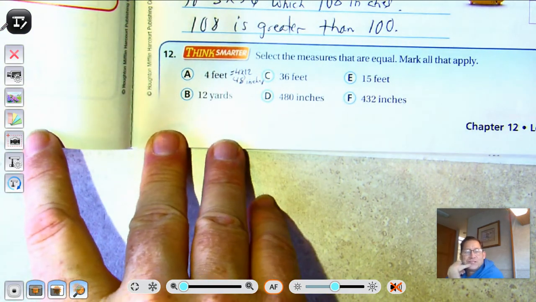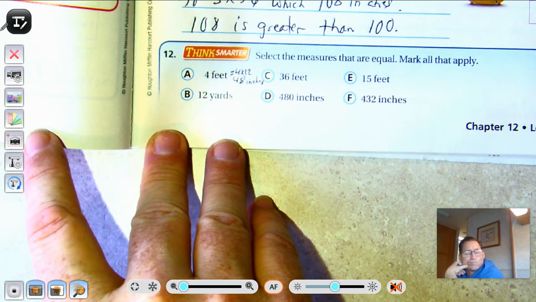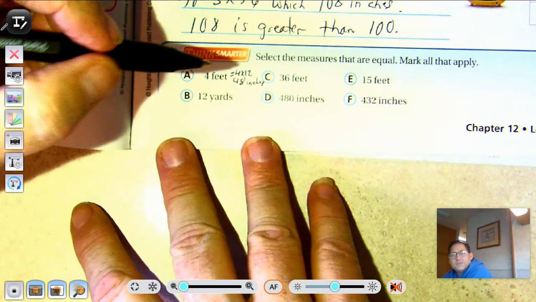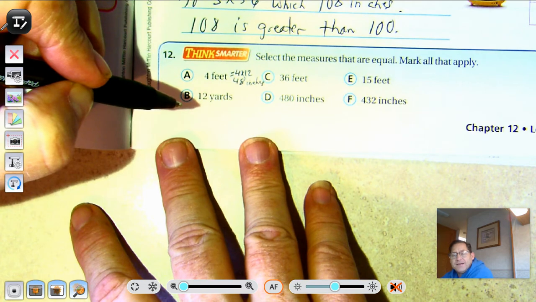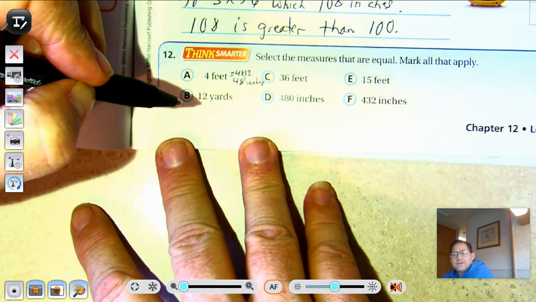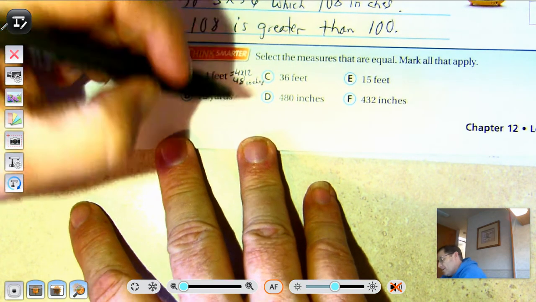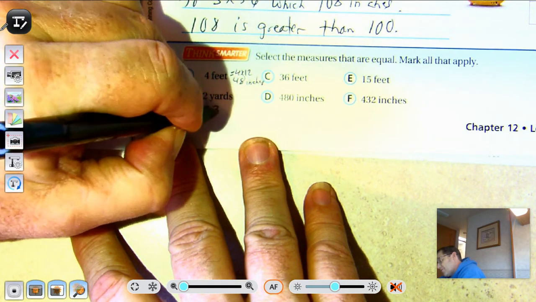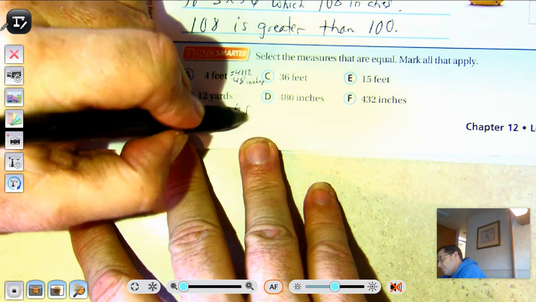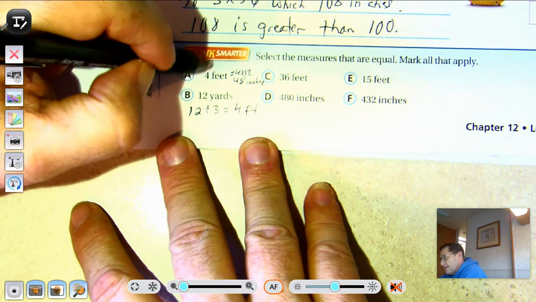12 yards. 12 yards, there's 3 feet in every yard. 12 divided by 3 would give me 4 feet. Or I could say 4.